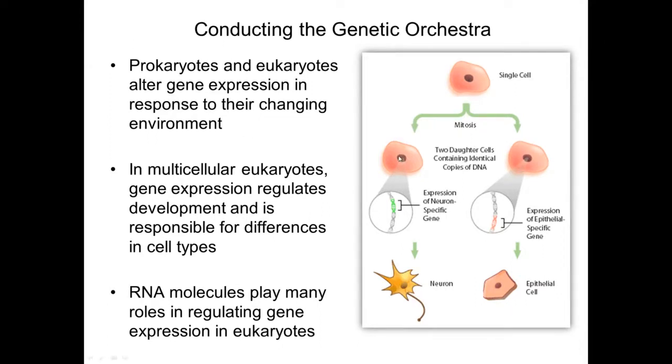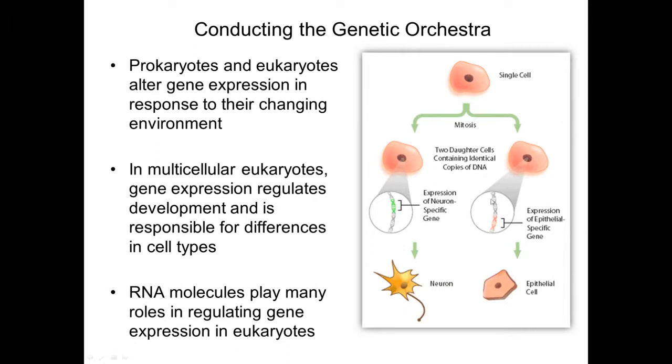So for example, these two cells came from the same individual. They have exactly the same DNA in them. However, in this cell that's going to become a neuron, we have to express neuron-specific genes to make proteins that make it a neuron. In this one that's going to become a skin cell, we're only going to express genes that are necessary for skin cells, but we're not going to express the neuron-specific genes.